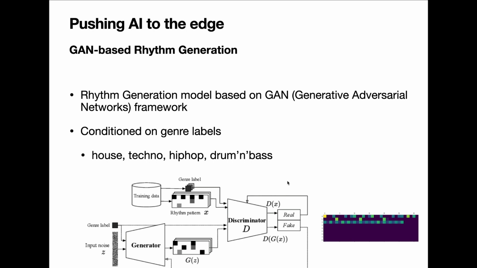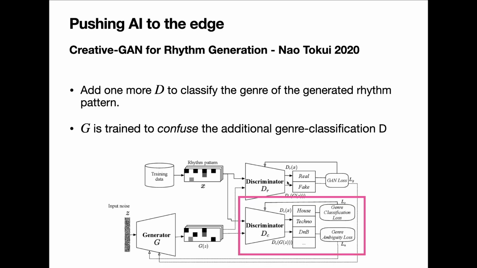Then this is nothing interesting, nothing special, and so I added one more discriminator to this model to classify the genre of the generated rhythm pattern, and I trained the generator to confuse the additional genre classification model, and so the result was very interesting. These are some samples. So I kept the original discriminator in this framework.